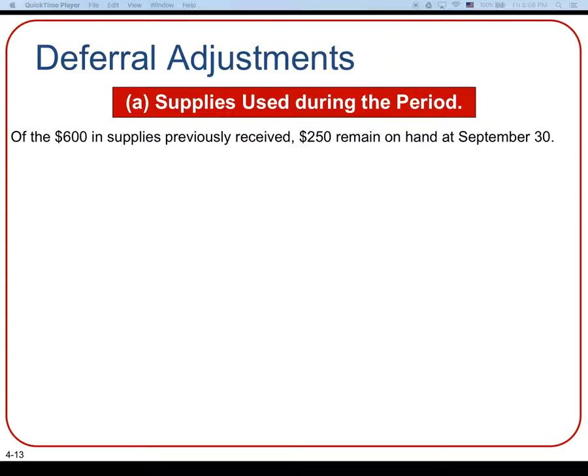First one, supplies used during the period. Of the $600 supply that you bought, at the end of the month, September, you only have $250 remaining on hand. So the rest of it, you already used it. Once you use it, what do you call those? We call those supply expense. So if that's the case, we need to move the supply, whatever the balance. We want to make the balance go from 600 to 250. So we have to move.